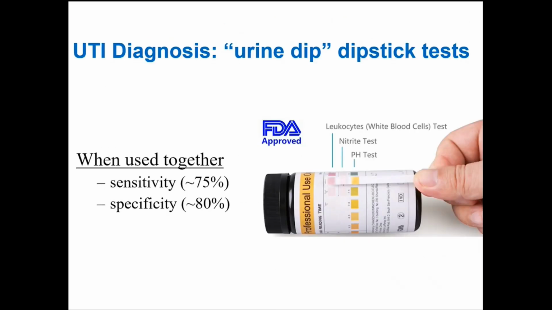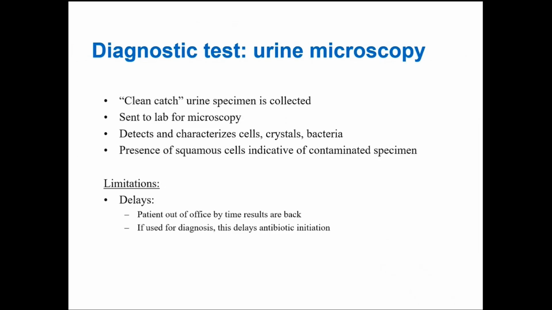So a number of studies have been done on how well these tests tend to perform. You can use, again, the leukocyte esterase and nitrite together, and they have a relatively good sensitivity for UTI and specificity as well. Also encountered as an option is urine microscopy. This is conducted on a clean catch urine specimen. By clean catch, I mean the patient urinates, pauses urination, and then resumes urination into a vessel for collection and laboratory analysis. Again, like a urinary culture, this has to be sent to a lab for microscopy, which introduces a delay.